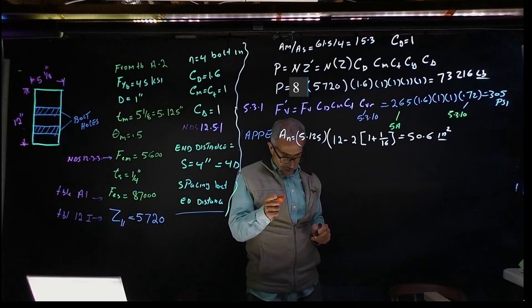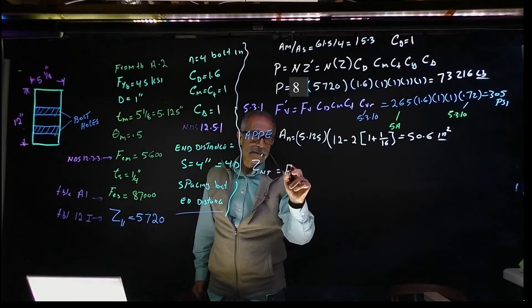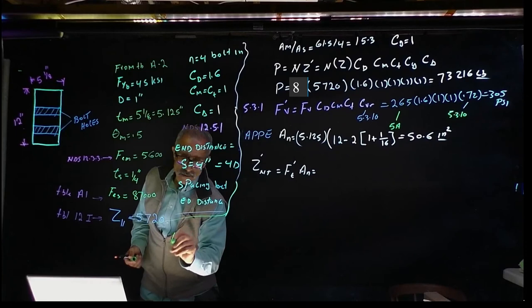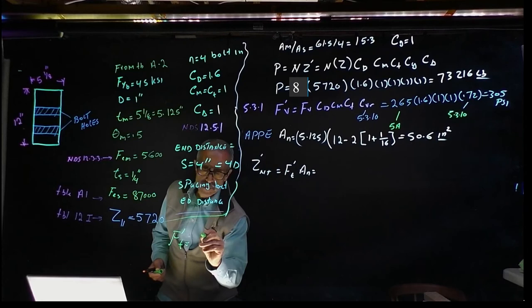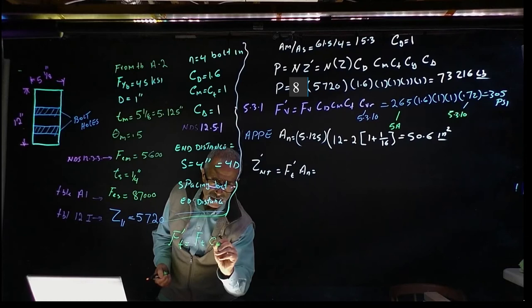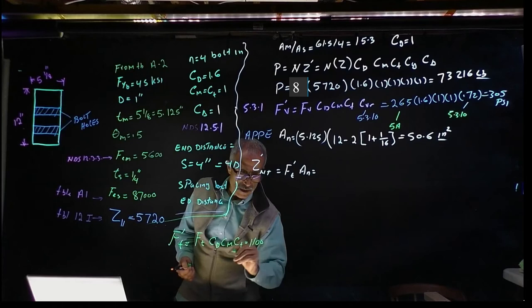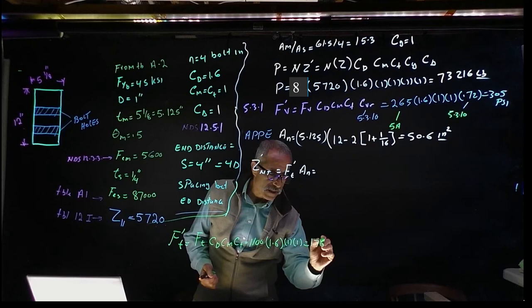The next thing I want to find out is Z prime T. That comes out to F prime T times net area. F prime T is equal to F of T times CD, CM, CT. And F of T from table 5A came out to 1100. Multiply that by CD, which is 1.6, and the other one, and that comes out to 1760 psi.